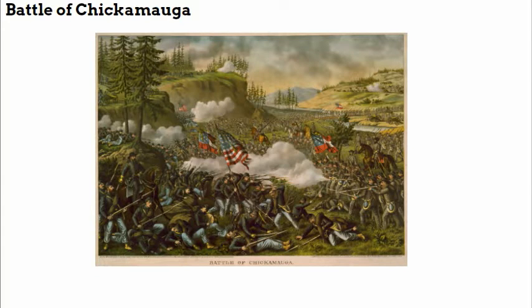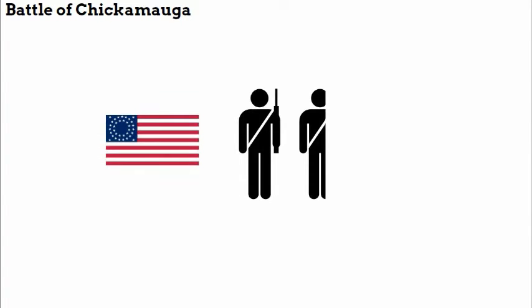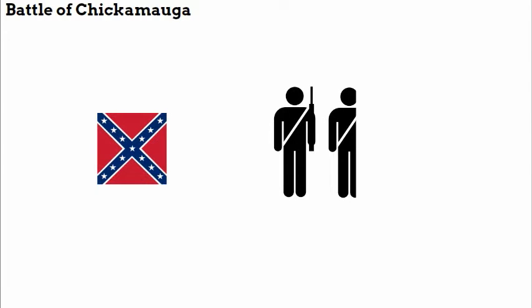Battle number 3 is the Battle of Chickamauga, with 34,624 casualties in total. 16,170 are from the Union, and 18,454 are from the Confederate.